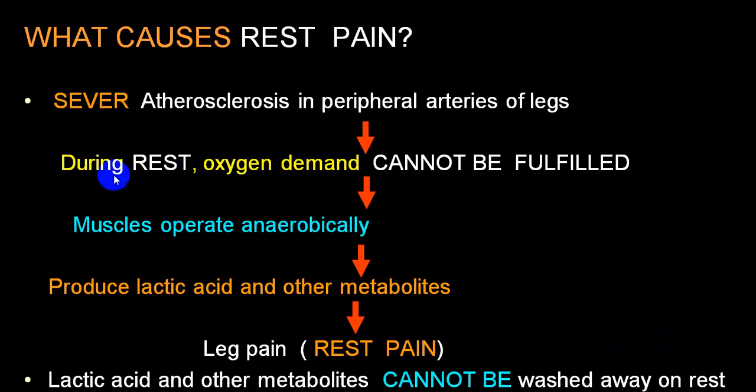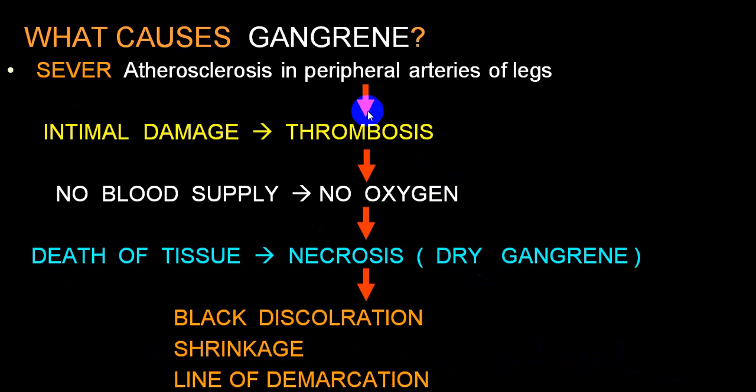Because of severe atherosclerosis, even during rest, oxygen demand cannot be fulfilled. So even during rest, the person gets anaerobic metabolism, lactic acid production, and rest pain. Now this lactic acid and the metabolites, that is substance P, cannot be removed, cannot be washed out. So the person continues with rest pain. And when there is a complete occlusion, no blood supply, no oxygen supply, there is death of tissue, necrosis, and we come across what we call dry gangrene, which is identified by a line of demarcation, shrinkage of the tissue, black discoloration, and loss of sensation in the part which is affected. And at the line of demarcation, there will be hypersensitivity.